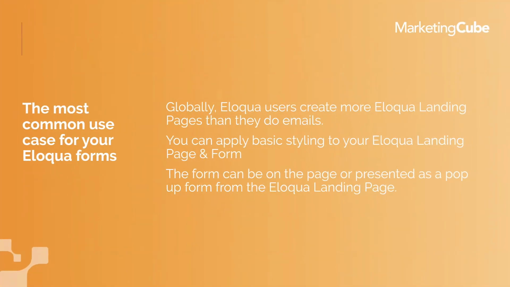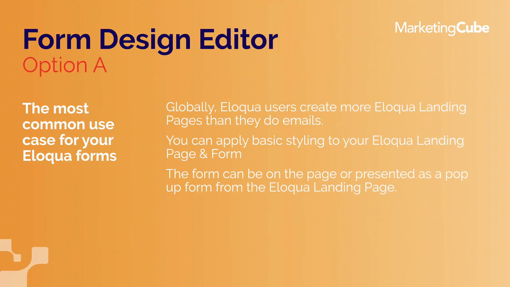Okay, so the most common use case for the form is the first one we mentioned, option A, where you create a landing page and pop your form onto it. We can apply some styling to that as well. There's no reason why your Eloqua form on your Eloqua landing page can't look exactly the same as your website or your CMS. It's just CSS and a bit of HTML, and Eloqua can replicate that quite easily. So there's no difference between the two.